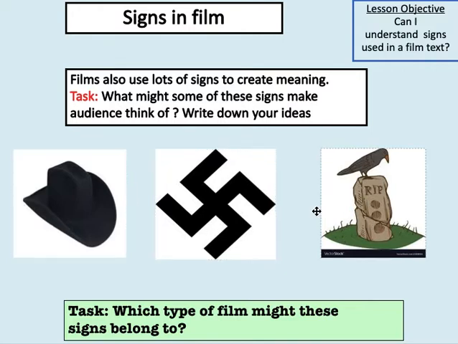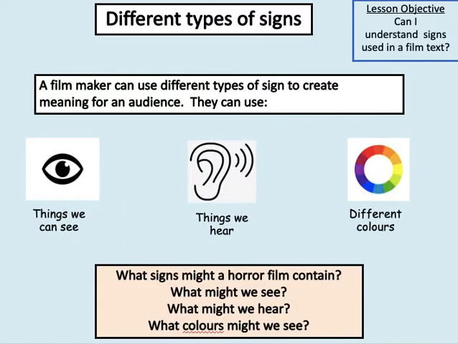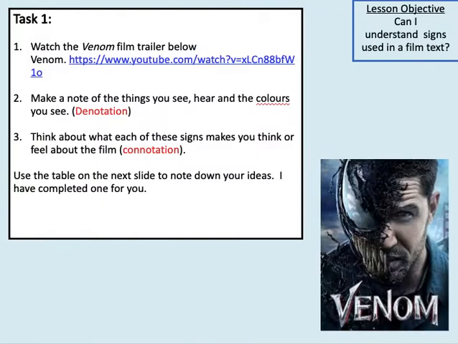So have a think about these two here. Okay, this one and this one. And then we're going to start to look at a film trailer. So really simple stuff. We're going to look at what we can see, what we can hear, and the different colours in a particular film trailer. So I've chosen the film trailer for Venom. Okay, so it's a Marvel film.